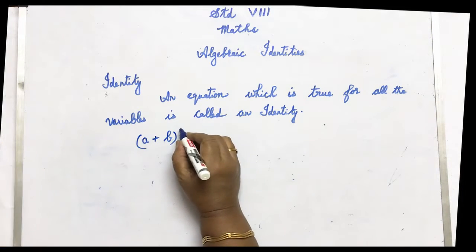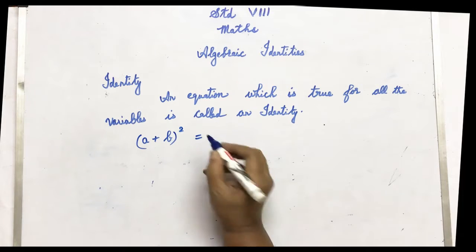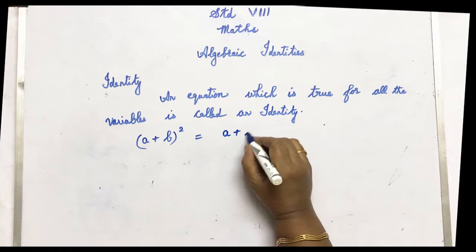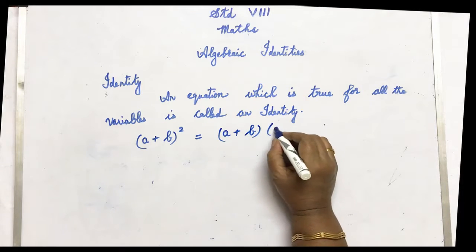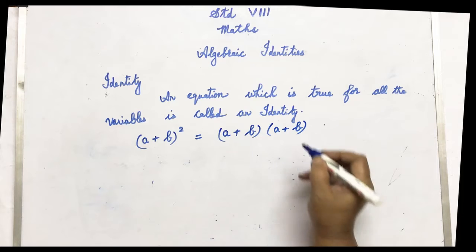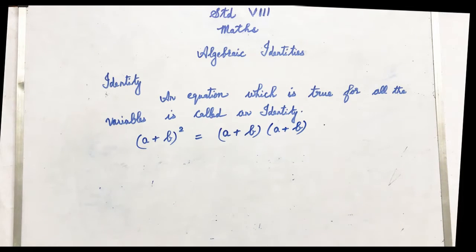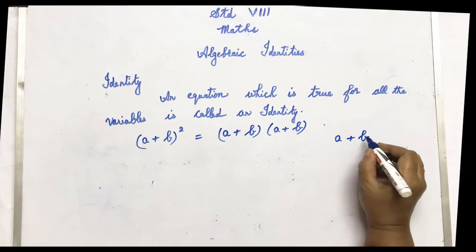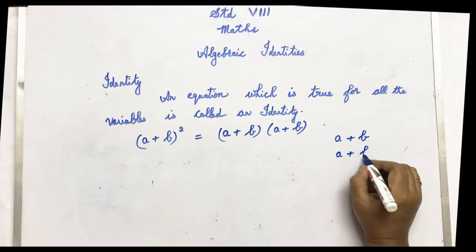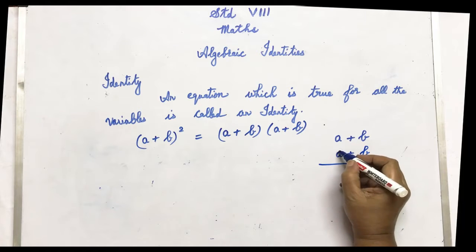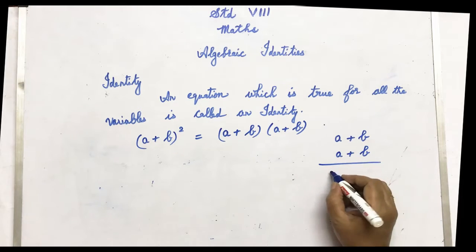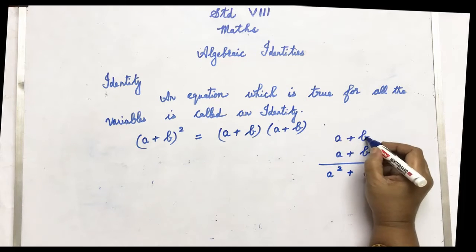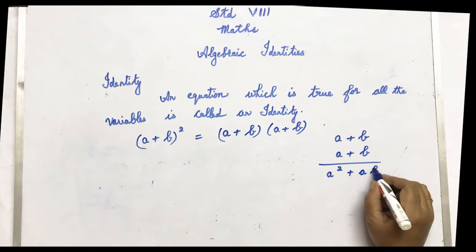First we will see (a plus b) whole squared. So (a plus b) whole squared can be written as (a plus b) into (a plus b). Already we have studied how to multiply algebraic expressions. Now we are going to multiply this. So first we multiply a with a. a into a is a squared. Now a into b, we get ab.